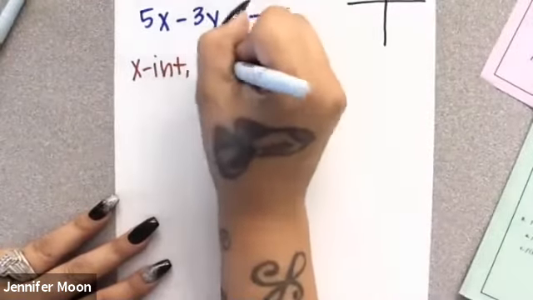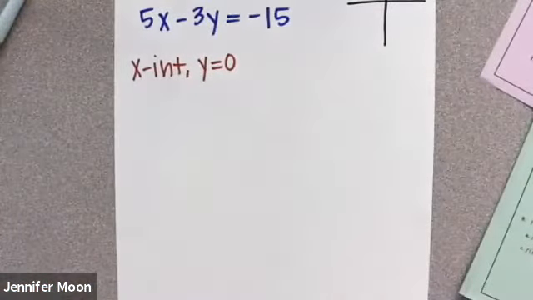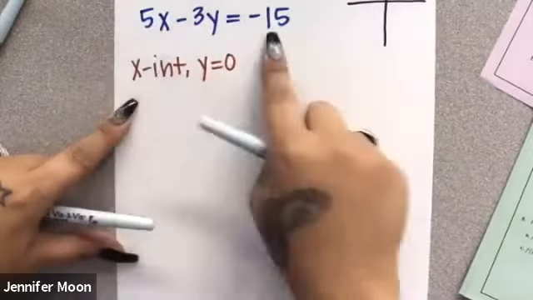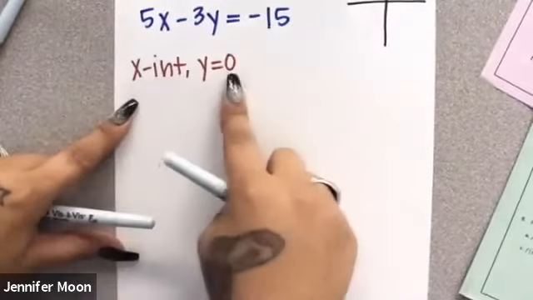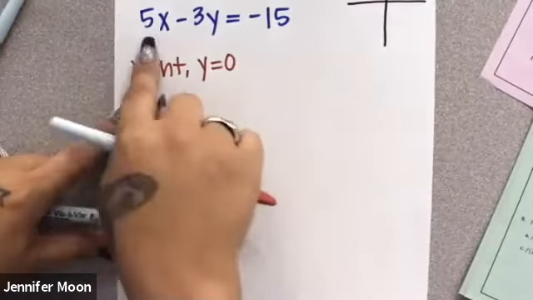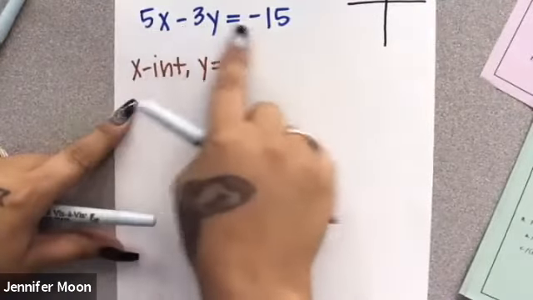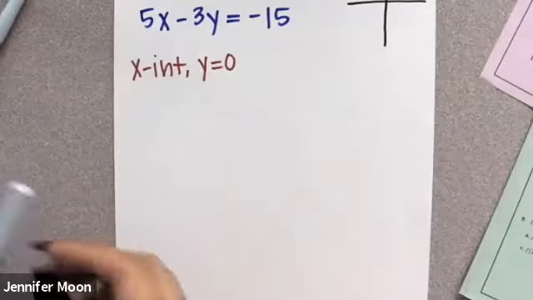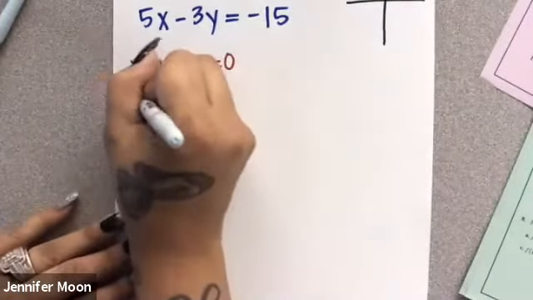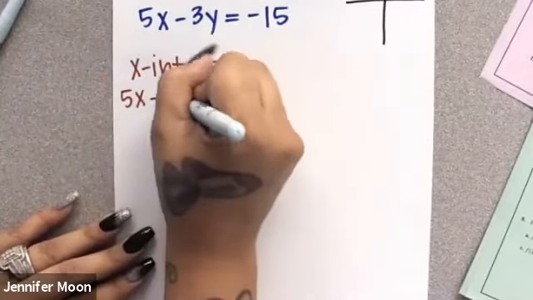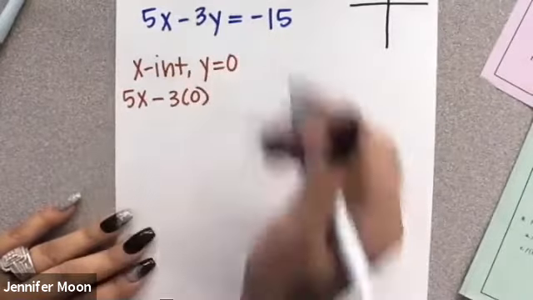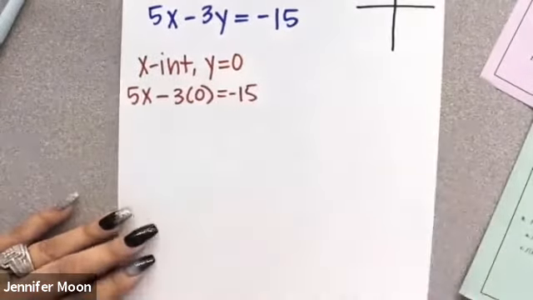Now, like I said, to find my x-intercept, my y equals 0. Those are facts that I'm using. So what I'm going to do is use this equation right here with these facts and solve. So if I do 5x minus 3y equals negative 15 with these facts, the main thing right here is that my y equals 0, right? So I actually get 5x minus 3 times 0, because y equals 0. I'm rewriting it. Equals negative 15.